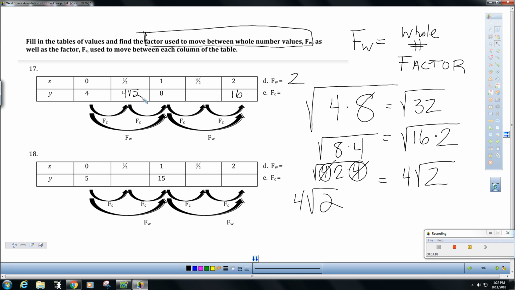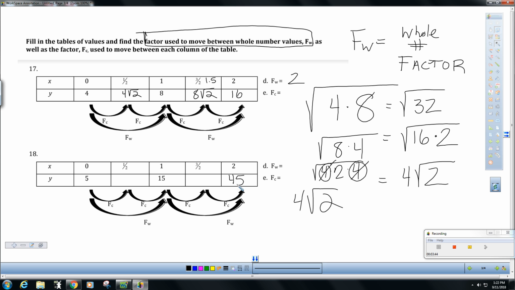So how do we get from 1 to 1.5? We multiply by radical 2, so this is going to be 8 radical 2. Okay? Let's look at number 18 now. Looks like we went from 5 to 15. We tripled. So this is going to be 15 times 3, which is 45.